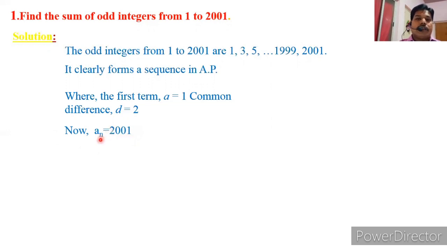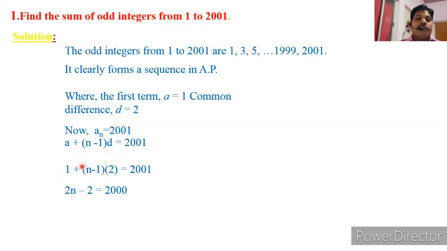So already you know the formula for the nth term in the arithmetic progression: a plus n minus 1 into d. That value is 2001. I already know the a value is 1 and the d value is 2. Just replace those values here. So what will you get? a value is 1 plus n minus 1 into d value is 2, that is equal to 2001.